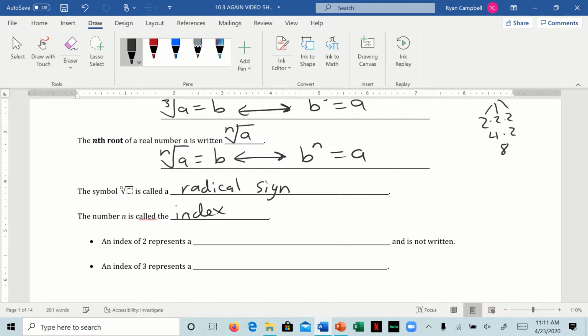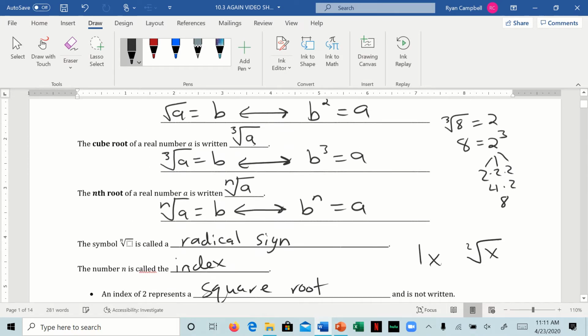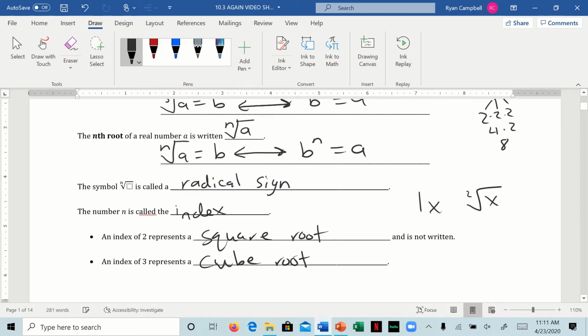And this is going to be very important. If the index is 2, this is going to be represented as a square root, and it's not written. Just like how if you have an x, you know the coefficient in front of it is 1, you don't have to write that. Same thing. If you have radical x and there's no index here, we just assume it's a 2. The 3, of course, is going to be the cube root, and we already talked about that.